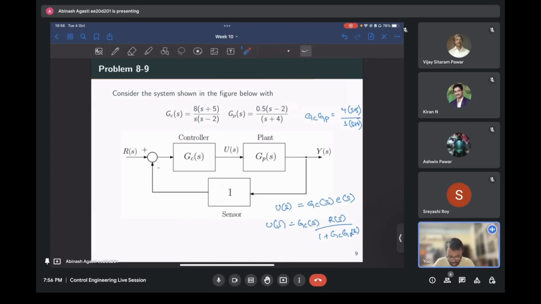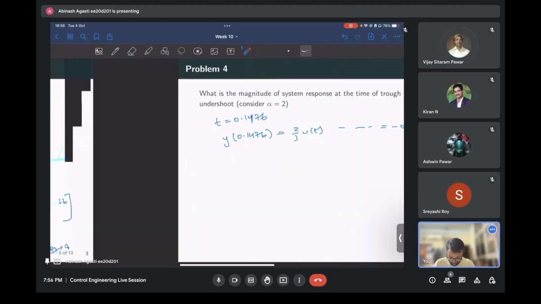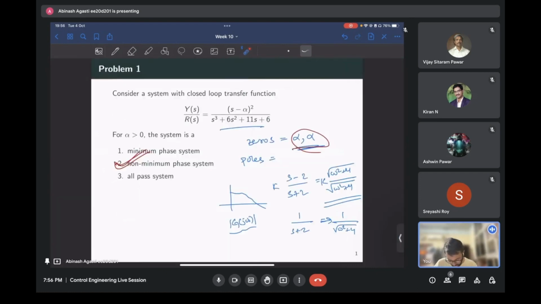Okay, so is it clear what we did today? Okay. So any doubts in any other question that we did today? Okay. So should I go through all the procedure or just do the MATLAB simulations?